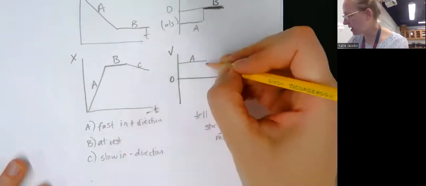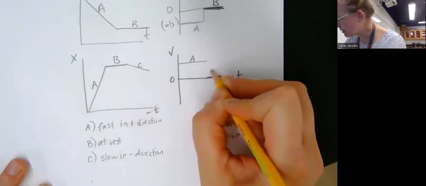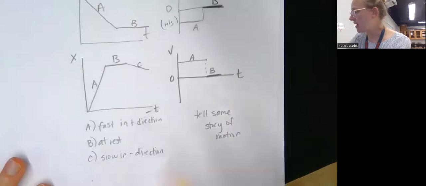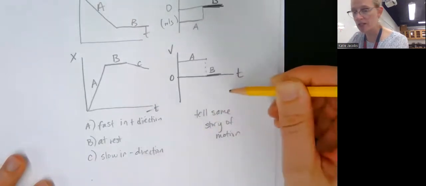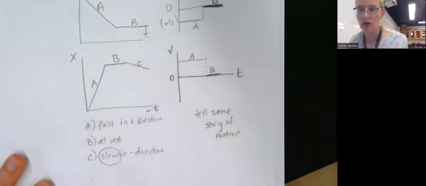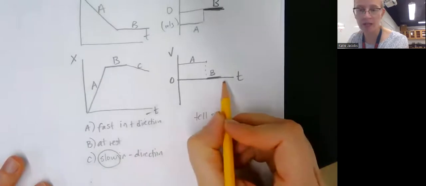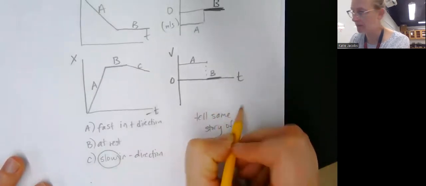Then segment B is at rest. The only way to show that on a velocity graph is to have a segment here on the x-axis at zero. Now, C is going to be in the negative direction. It's going to be below the x-axis, but the question is, how do I show that it's moving more slowly than A? Will that be a segment that's closer to the x-axis or farther away from the x-axis?